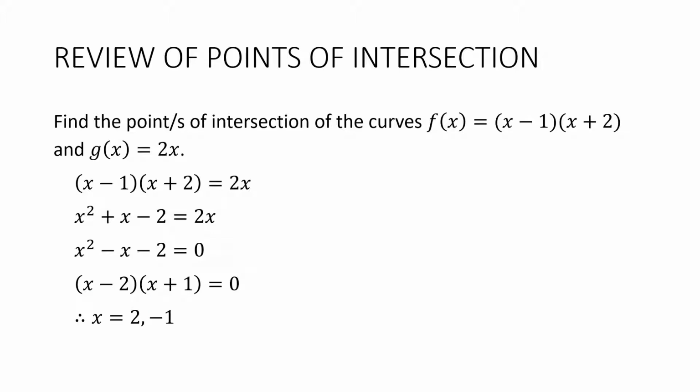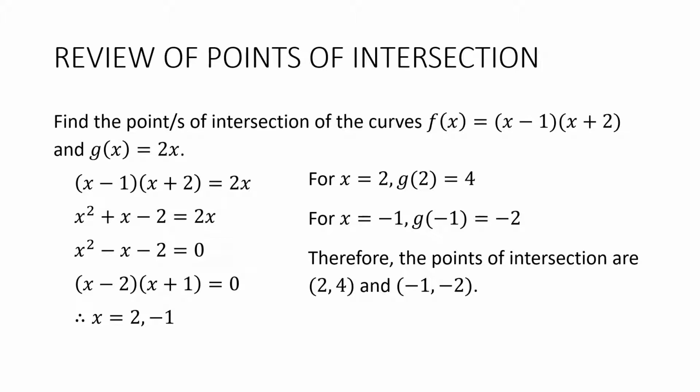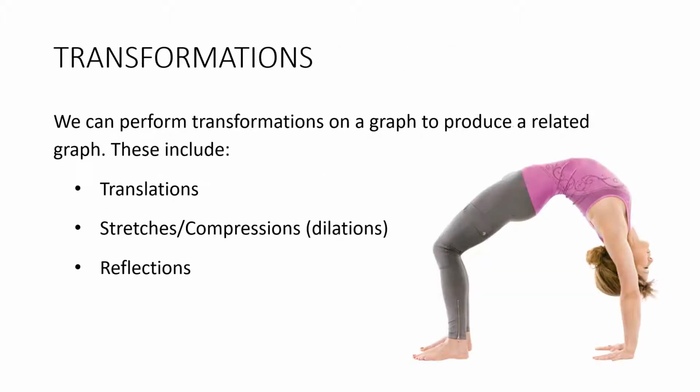Now remember, we want to find the x coordinates and the y coordinates, so I'm going to substitute these 2 points back into whichever curve is easiest, which is this one here. So for x is 2, g of 2 is equal to 4, and for x is equal to -1, g of -1 is equal to -2. So our points of intersection are (2, 4) and (-1, -2).